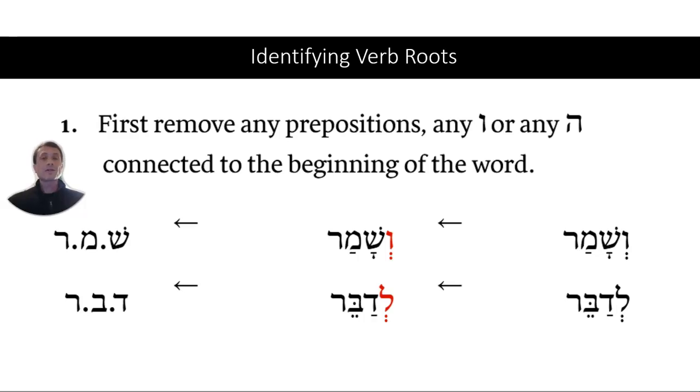So the first thing you want to do to identify a verbal root, step 1, remove any prepositions, vav conjunctions, or any heys connected to the beginning of a word. So let's look at this first word. We have v'shamar. To get back to the root, you want to remove that vav, and it's shin mem resh. Or if you look at this infinitive l'daber, you want to remove the lamed, and then you've got dalet beit resh, and that's your verbal root. So that's step 1. Remove any prepositions, vavs, or heys at the beginning of the word.